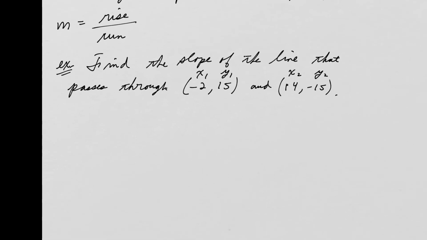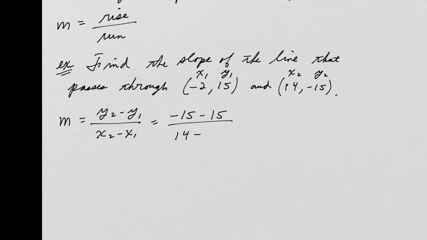Now I can simply plug into the slope formula, right? The slope is going to be y2 minus y1 over x2 minus x1. So this will be -15 minus 15 over 14 minus -2. And then if we work this out, -15 minus 15 is -30. 14 minus -2 is the same as 14 plus 2, so that's going to be 16.